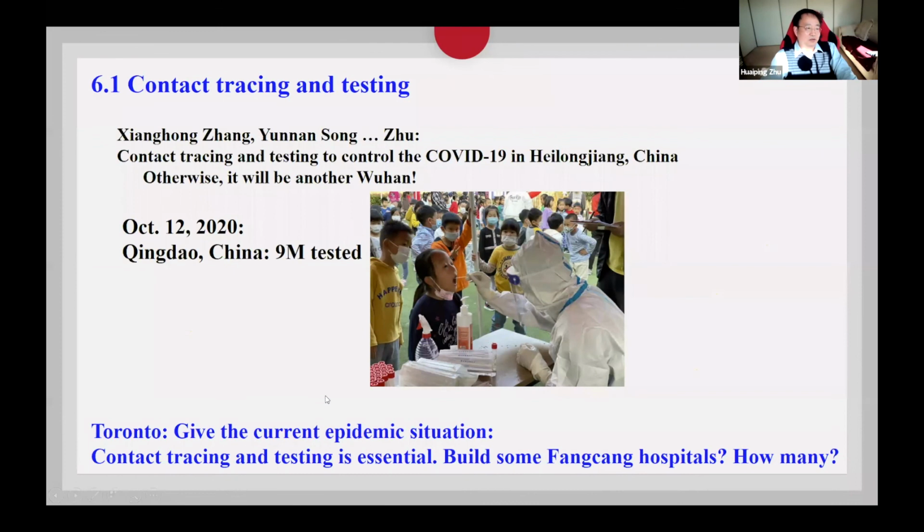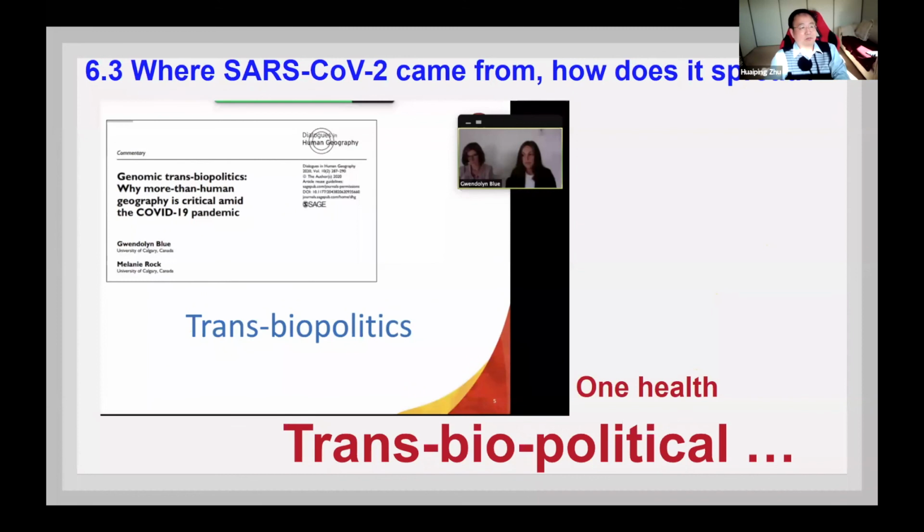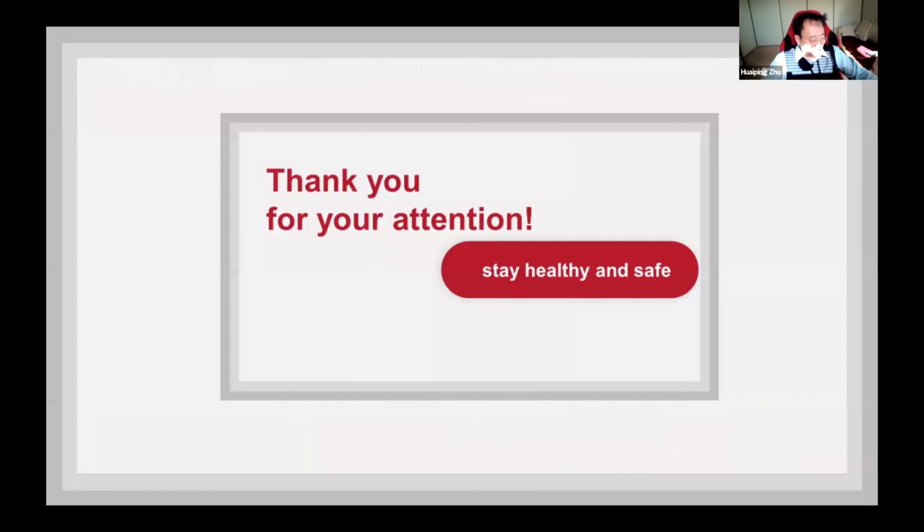The second is household isolation. If you isolate people for so long, of course, if you continue to hold them, what will happen? So we also look at this paper, after lockdown, but what happened before lockdown? There are even more studies. We are also doing that, also on asymptomatic infection cases. Thank you. I will stop here.